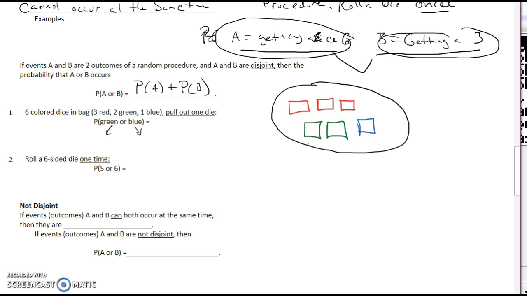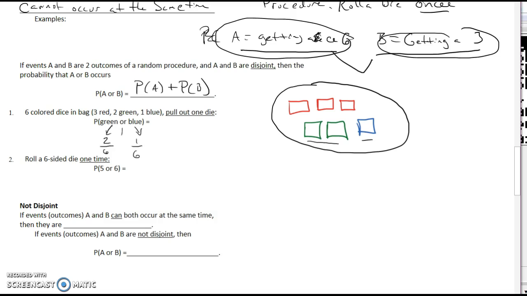The probability of getting a green, well, take a look. There are 2 of those out of 6 total dice. So the probability is 2 out of 6. I won't simplify the fraction here yet. I'm going to wait because I'm going to add these two probabilities together. The probability of getting a blue, there's 1 out of 6 of those.